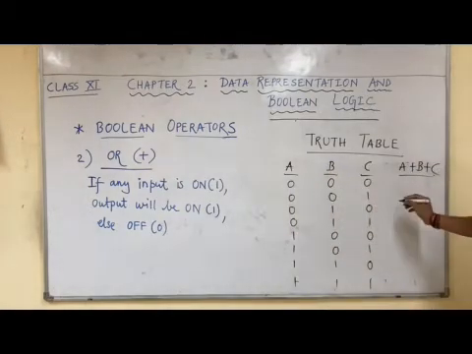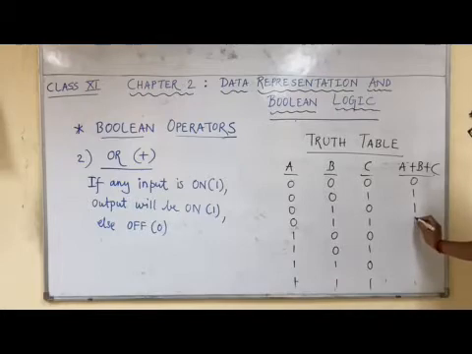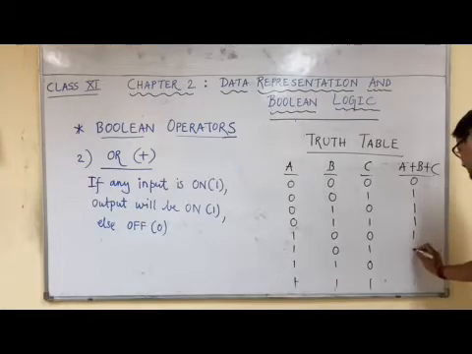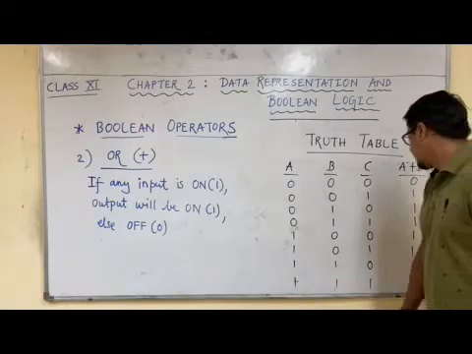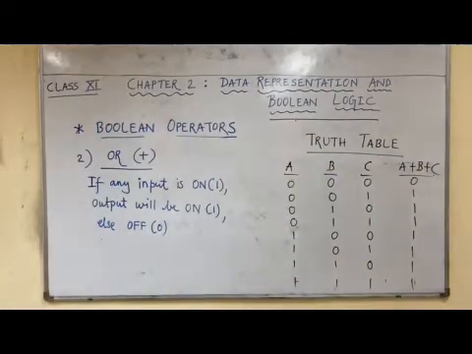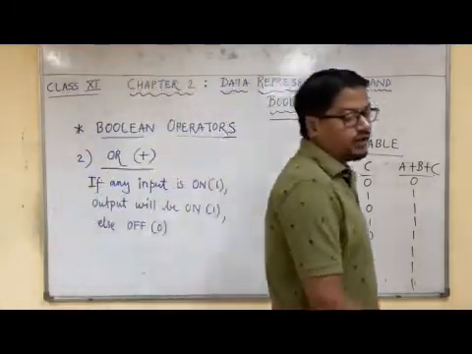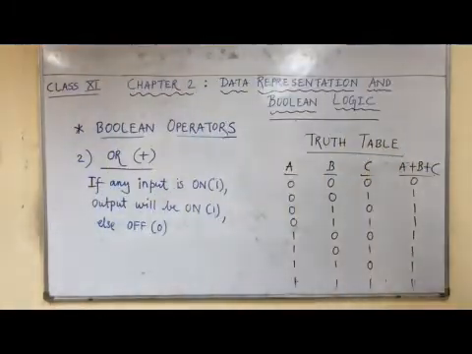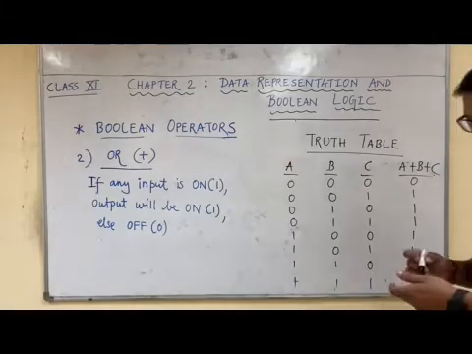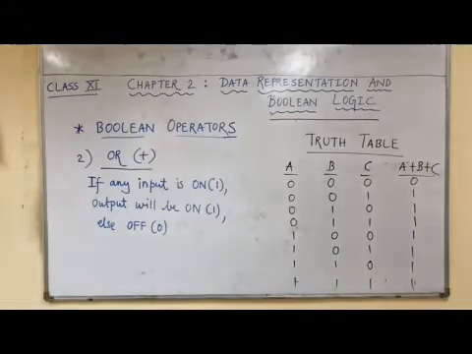Is any input high? No. Is any input high? Yes. Is any input high? Yes. Yes. I think yes, yes, yes and yes. Okay. So I think this is very easy to understand. This is how an OR operator works. OR operator will have high output if any of the inputs is high. If all inputs are 0, then only the output will be 0. Okay. So I hope you are clear with the second type of Boolean operator, that is OR.